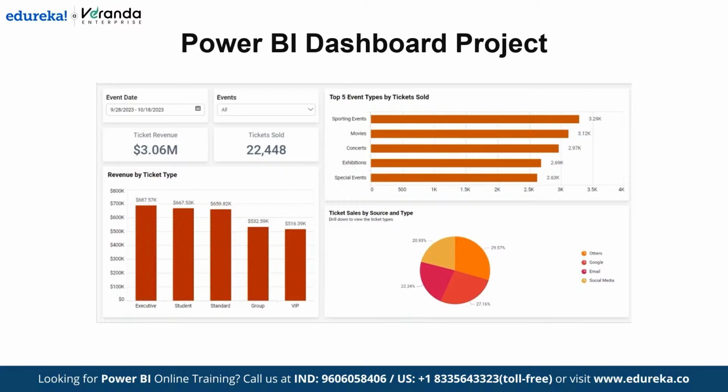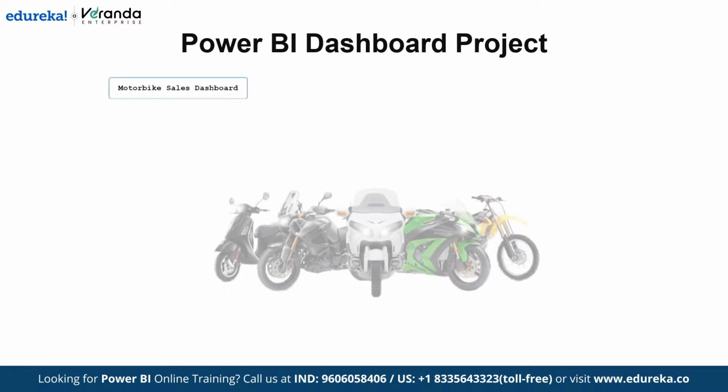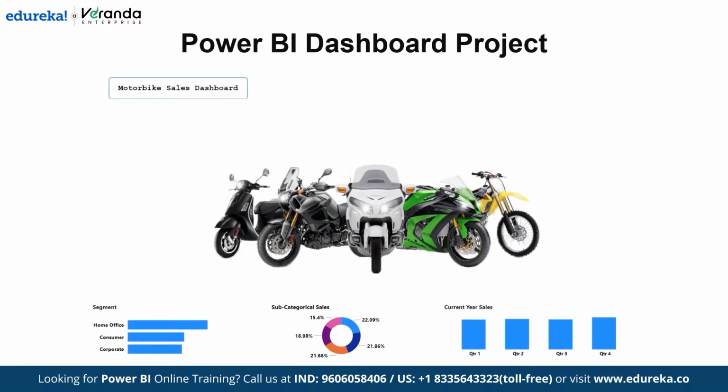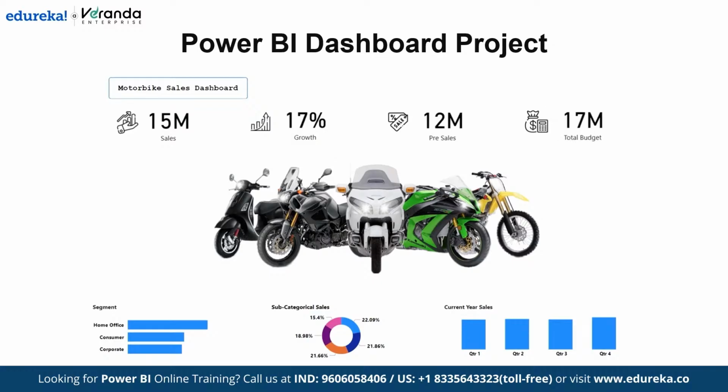So here I have taken a screenshot to brief you about the demo that we are going to show. The screenshot here is of the Motorbike sales dashboard. Sales done here is 15 million. Then we have the growth percentage, which is 17%. Then pre-sales showing 12 million. And lastly, the total budget is 17 million. We have also inserted images of the motorbikes.